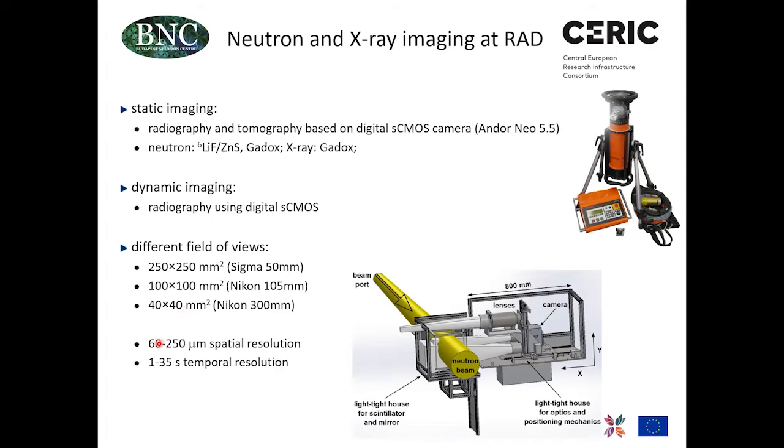And so these are the typical spatial resolutions and the time resolutions available at the RAD station. Sorry. This is the X-ray generator that we can install in place of the beam port, and this makes it possible to do dual imaging.